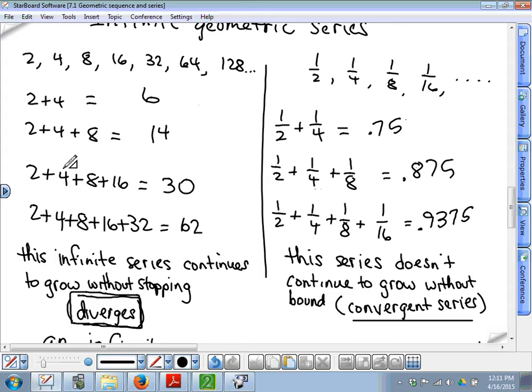Why are these numbers continuing to get bigger, but these numbers are getting smaller? What's the difference between these 2 series? But why are these whole numbers and why are these fractions? They're both multiplying, but what are they multiplying by? What are we multiplying by over here? 2. What are we multiplying by over here? You guys think that's a coincidence? If the common ratio is 2, it diverges. If the common ratio is 1/2, it converges. Okay? That's not a coincidence.